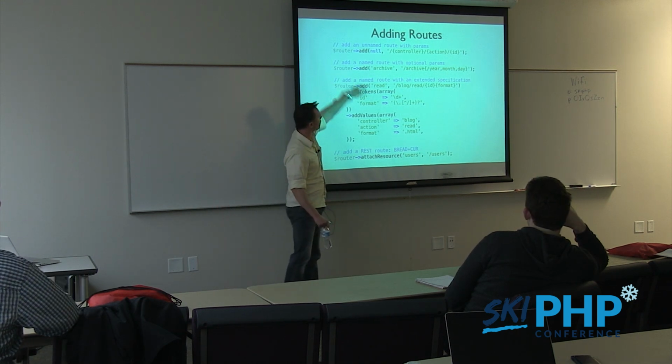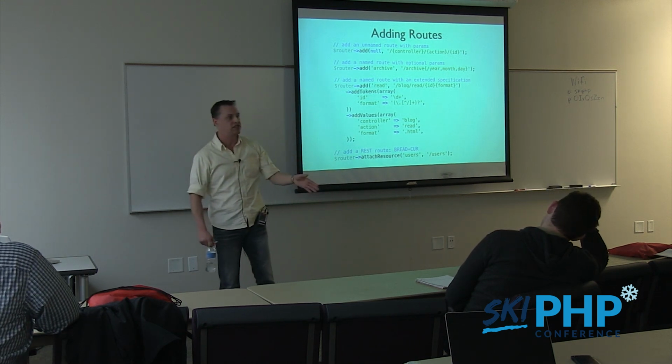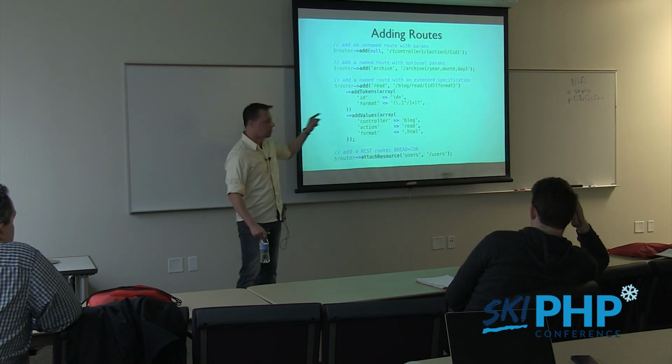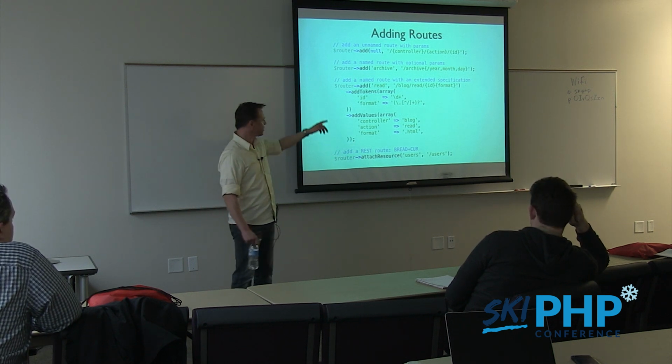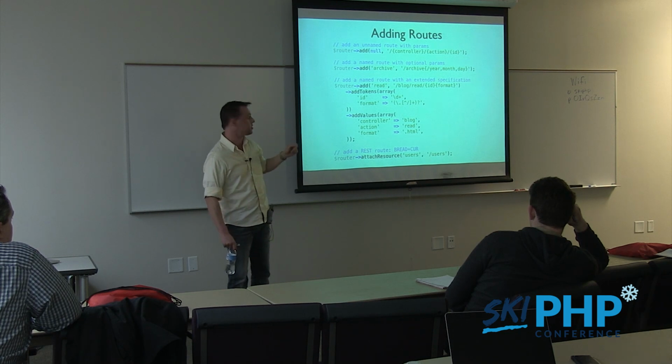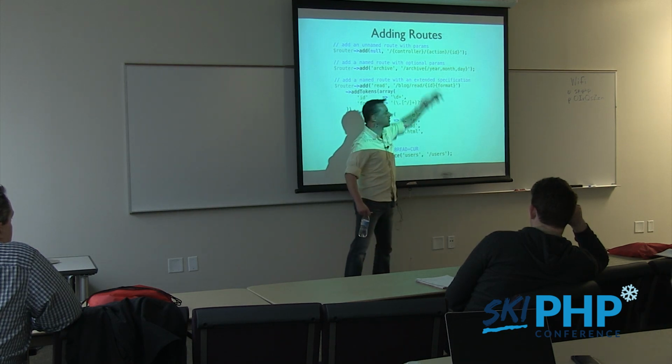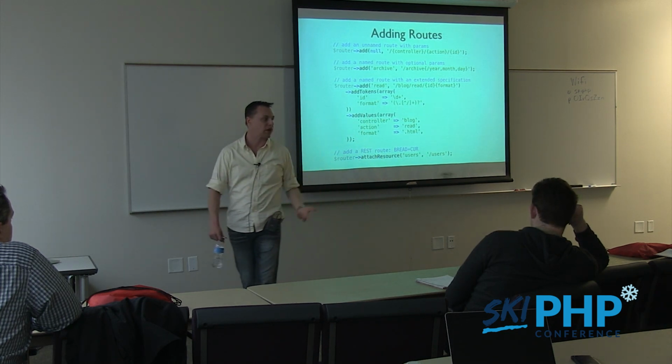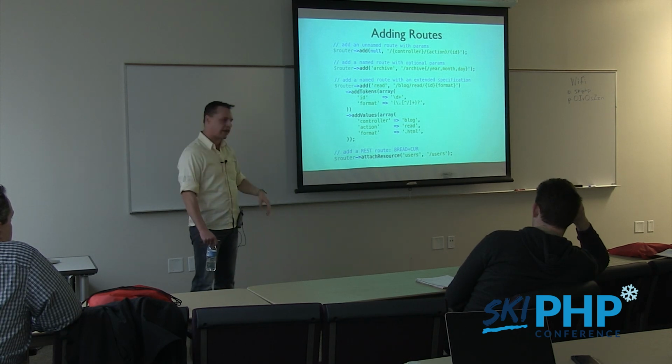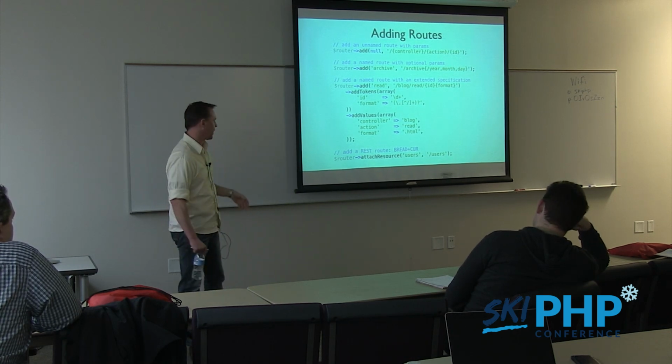Or we can say we want to add an archive route that matches the URL /archive, optionally with year, month, and day after it. This is the URI template. This notation here matches the URI template notation for optional parameters, except these are sequentially optional. You can't have a day without a month. You can't have a month without a year, that kind of thing.